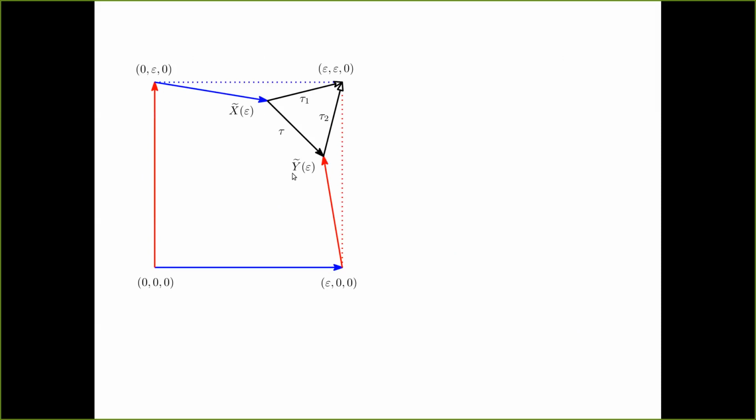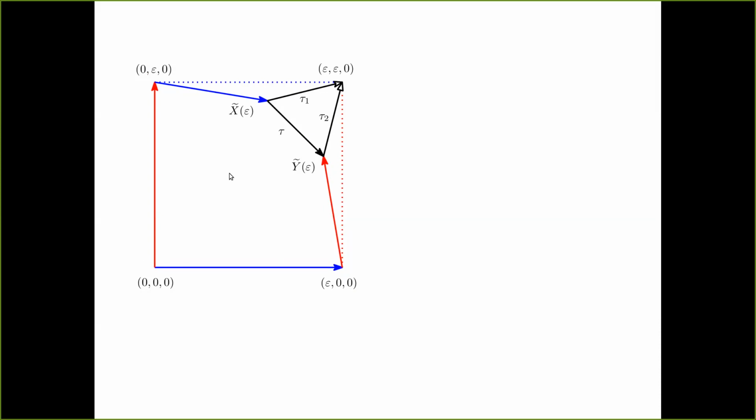So tau is, you look at the tip of y tilde at time 1, so this should be 1, but forget that, I put epsilon here. So this is the base vector plus the tip. So this is this vector, and then the base vector for x tilde plus the tip. So the difference is precisely this vector tau, which is non-zero.